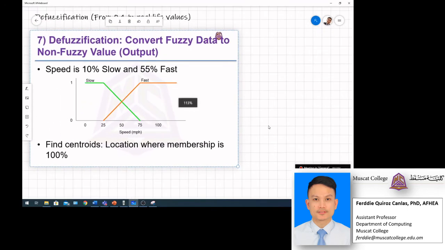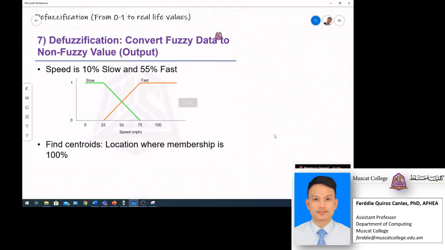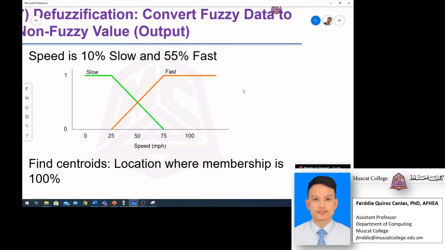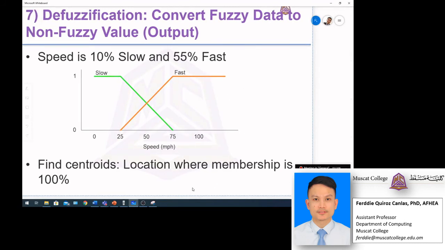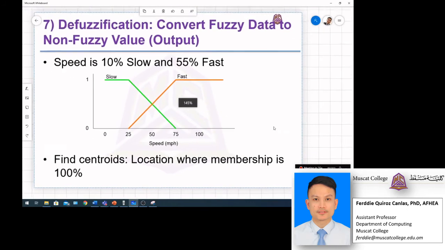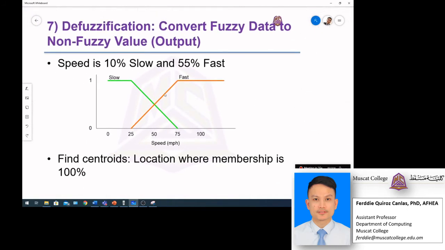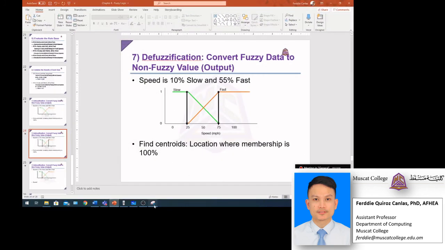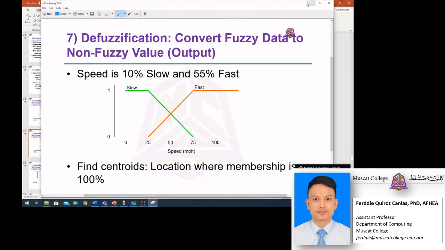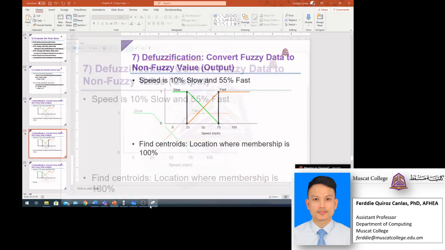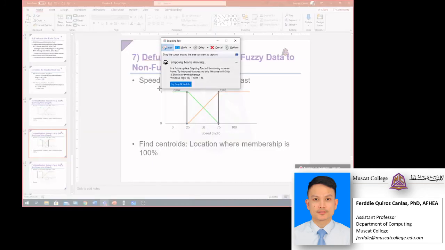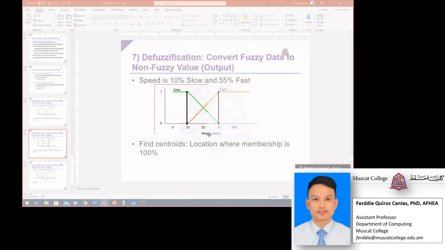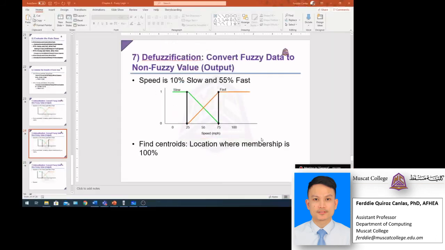Let me magnify this. Okay, so we have 0.10 slow, right? And we have 0.55 fast. So if I'm going to redraw this, how could I get only this part? I need only this part. Let me go to PowerPoint. I only need this part, this one.